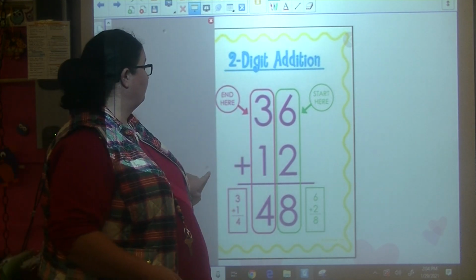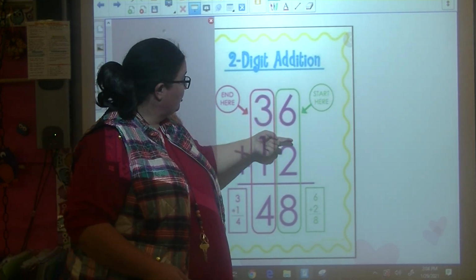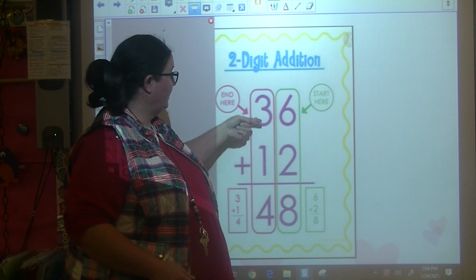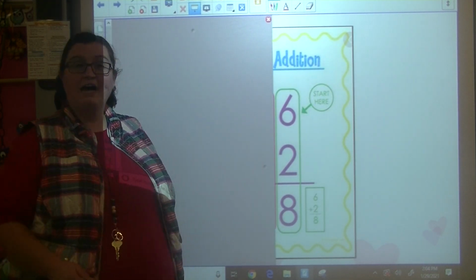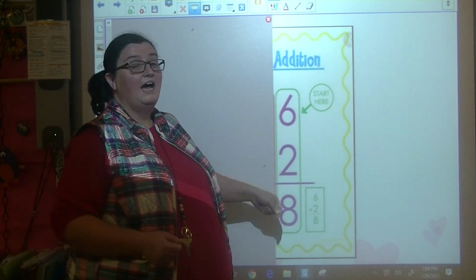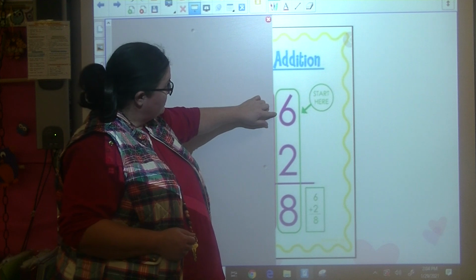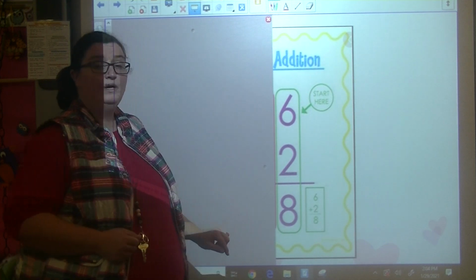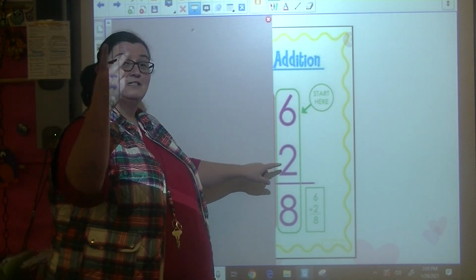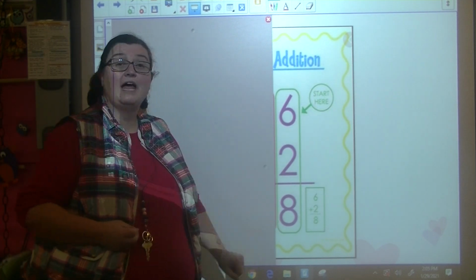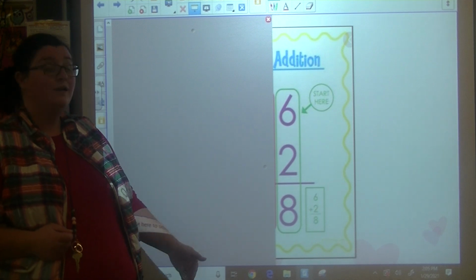So we have 36 plus 12. These are your ones digits, and these are your tens digits. These hide, and we add our two ones digits. We start here. 6 plus 2 equals what? 6, 7, 8. It equals 8. So I can write my answer down at the bottom. It's 8.